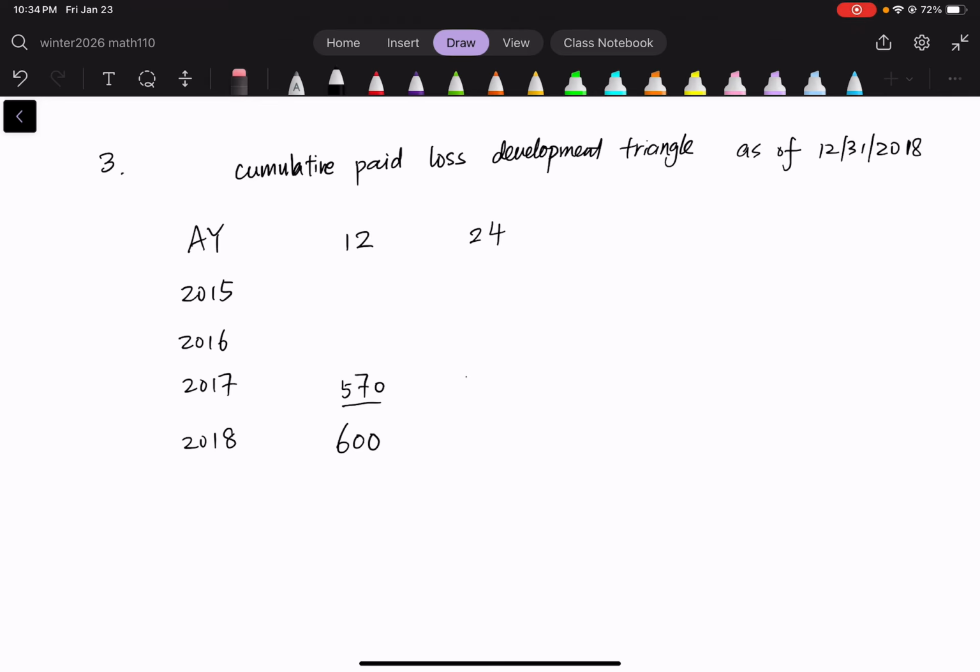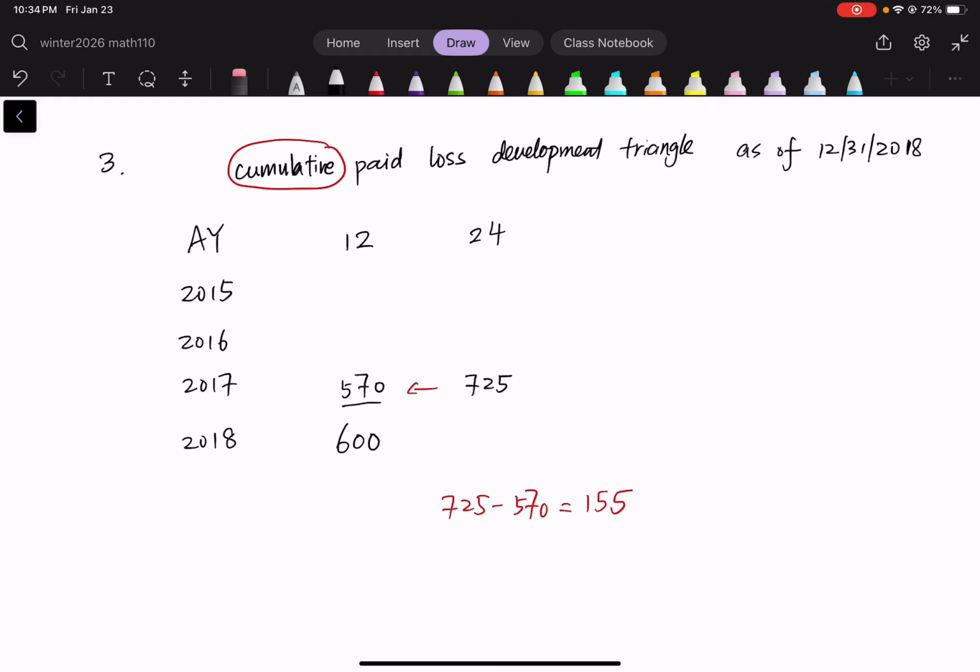And for example, there's a number 725. And the fact that this is cumulative means you actually paid out the difference between these two, 725 minus 570, and that is 155. That $155 is the dollar amount you paid out in the year of 2018, or in the months from 12 to 24, for the accident that happened in 2017. Okay, that's how they define this.